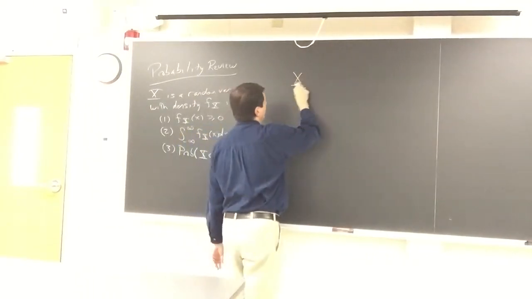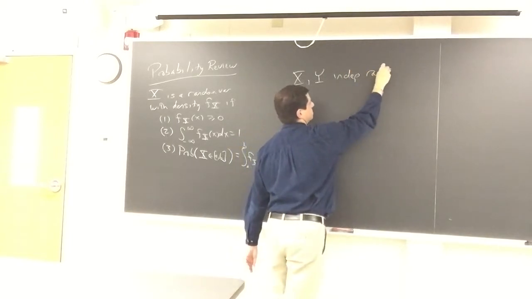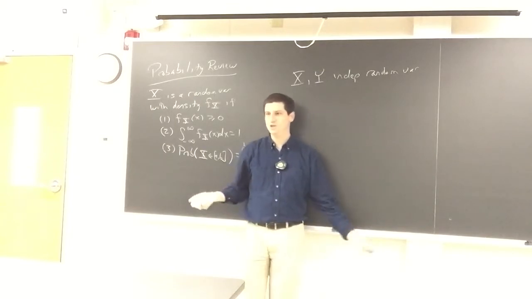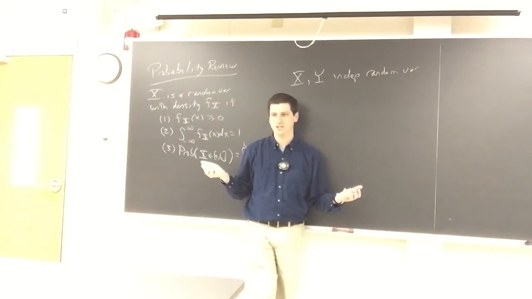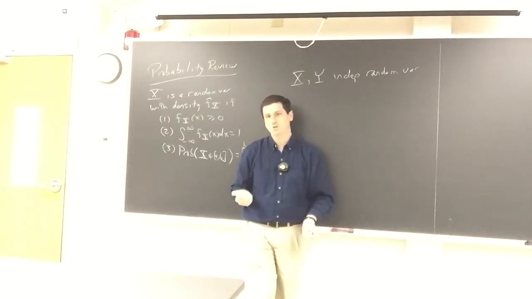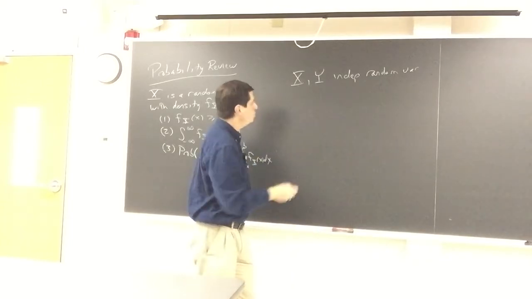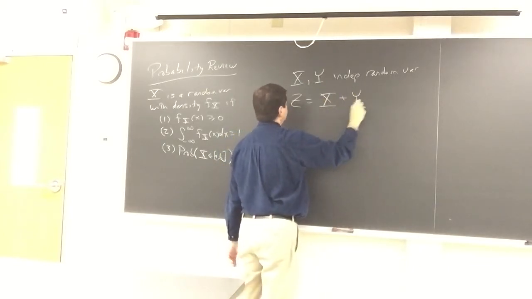So let's say X and Y are independent random variables. In a probability class, you would do a lot more on what it means to be independent. I'm going to just assume we are all comfortable with a notion like this: knowledge of one gives you no information about the other. So if you have two dice that are glued, well, if you roll one, you pretty much know what the other die is going to be. Okay? So we want to look at a new variable, Z, equal to X plus Y.